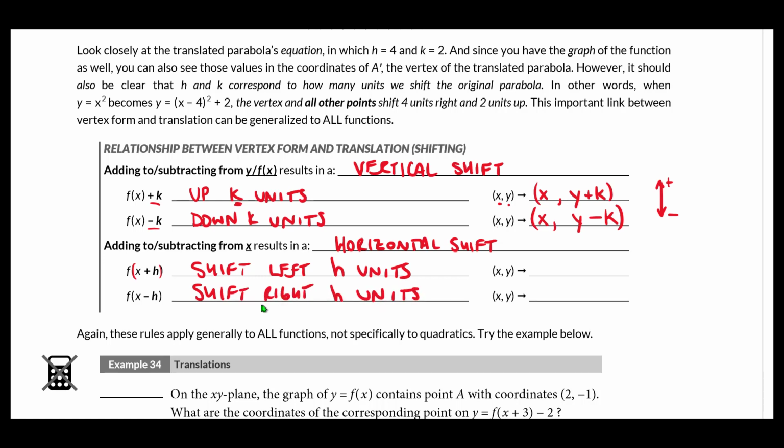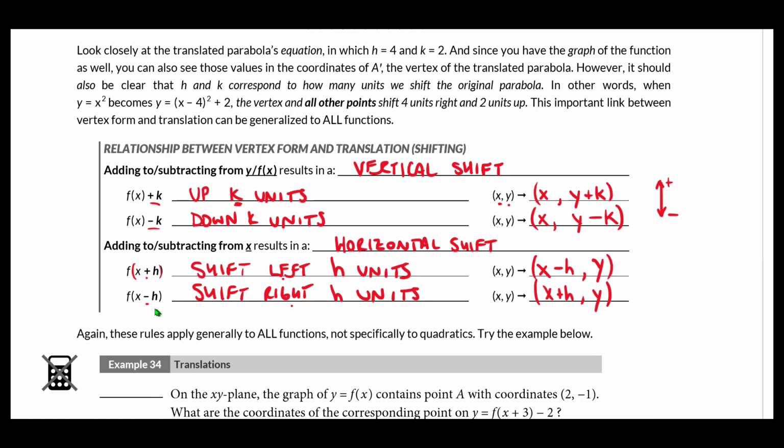Now, the explanation as to why the plus goes left and the minus goes right is actually not that difficult to understand. We are not going to go over that in this video. For the purposes of the SAT, I really would just have this memorized. So what do we do over here? We go x minus h comma y and x plus h comma y.